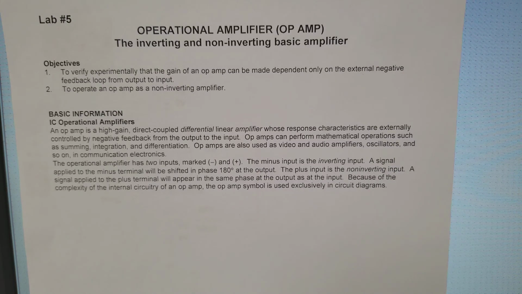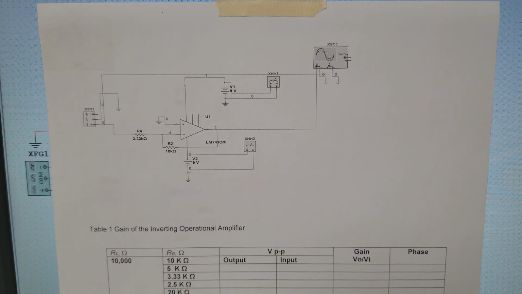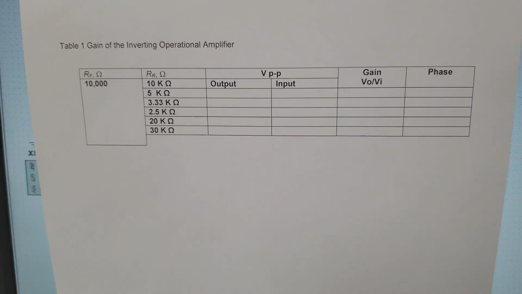This video is going to cover Lab 5, the operational amplifier known as an op-amp. First we're going to cover the inverting op-amp. First thing we're going to do is build that circuit and then use that circuit to fill out table 1.